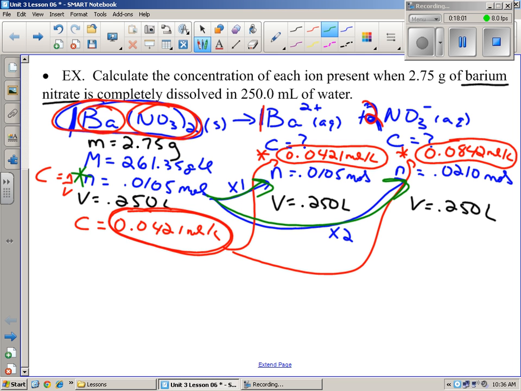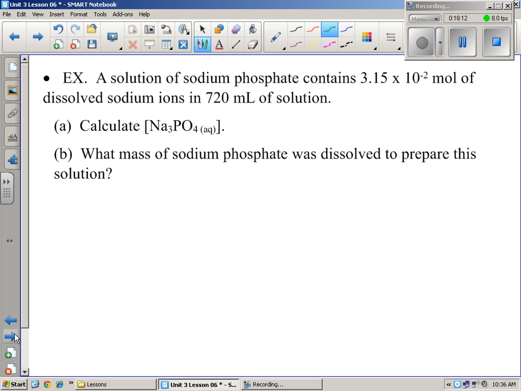Can you do C in this unit? Absolutely. You can move C around. That's fine. But for Unit 4, that's not going to work. Okay? Let's look at another example here. Here we go. So I want you guys to do the following for me. A solution of sodium phosphate contains 3.15 times 10 to the negative 2 moles of dissolved sodium ions and 720 milliliters of solution. Calculate that.